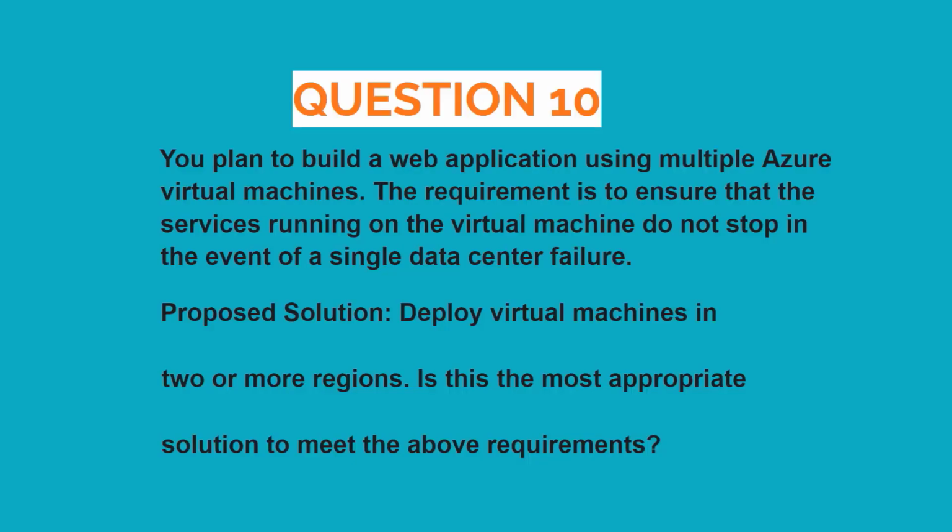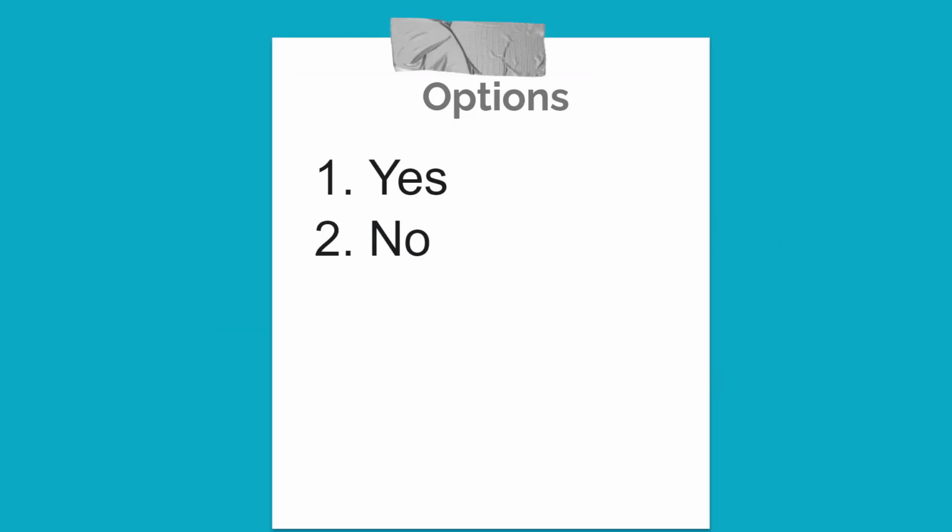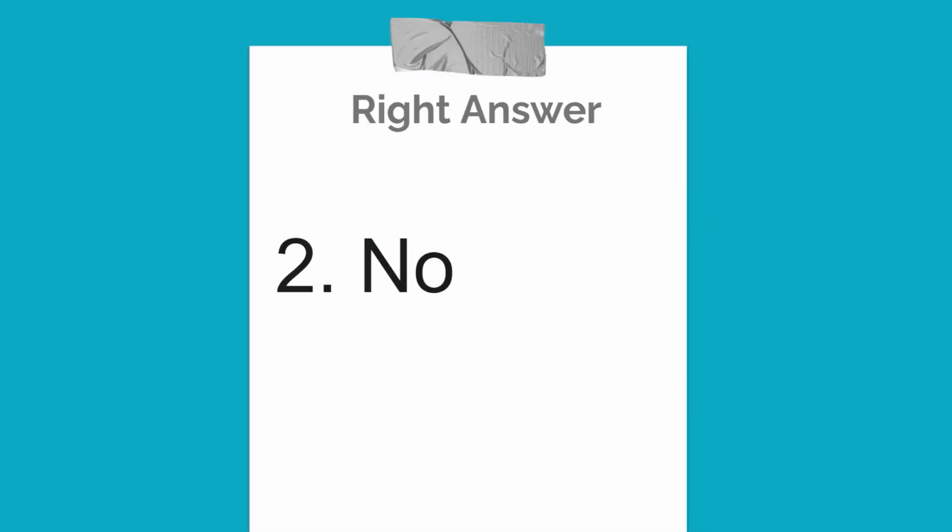Question 10. You plan to build a web application using multiple Azure virtual machines. The requirement is to ensure that the services running on the virtual machine do not stop in the event of a single data center failure. Proposed solution. Deploy virtual machines in 2 or more regions. Is this the most appropriate solution to meet the above requirements? Option 1. Yes. 2. No. Right answer is 2. No.